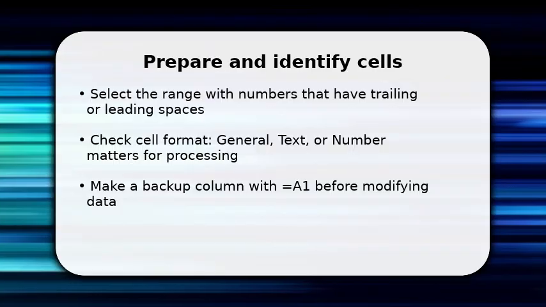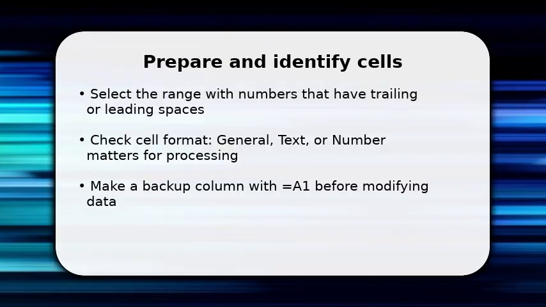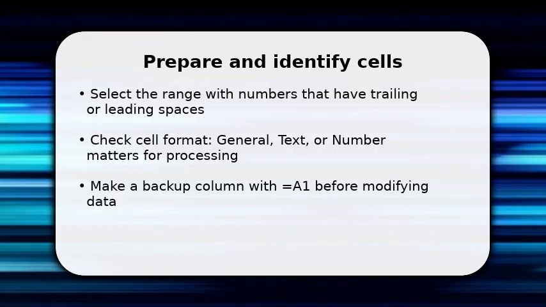Make a simple backup in a spare column using =A1 and fill down so you can revert. After backing up, you're ready to apply the first trimming method. This prevents data loss and clarifies the expected result.